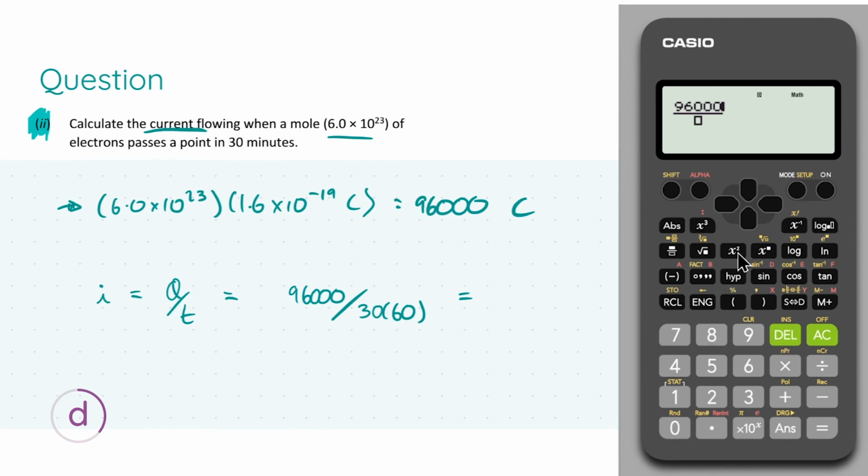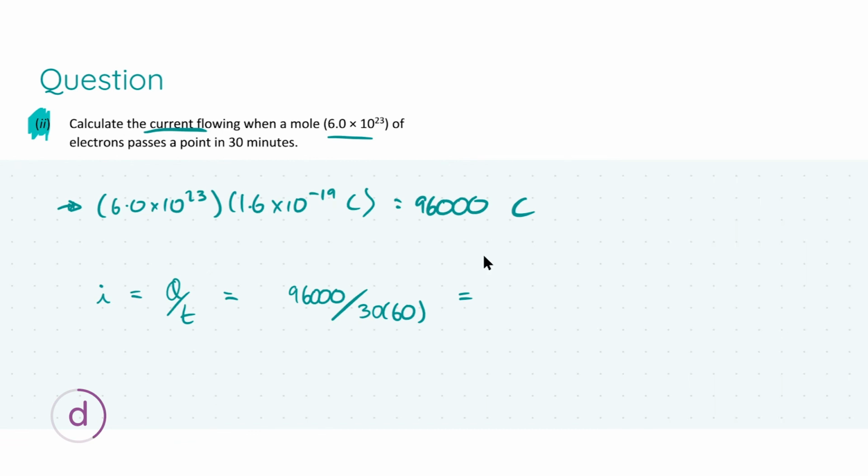So on the top, we're going to have our charge, which we said was 96,000 coulombs. And on our bottom half of the fraction, we're going to have 30 minutes times 60 seconds per minute. And we're just going to hit equals here, and we're going to get a fraction. So just to convert that to decimal, we're going to have 53.3, and the SI unit for current is amps. So as I said before, we're going to have our answer as 53.3, and we're going to have A as our symbol for current, or amps.